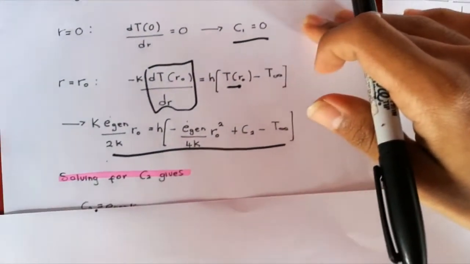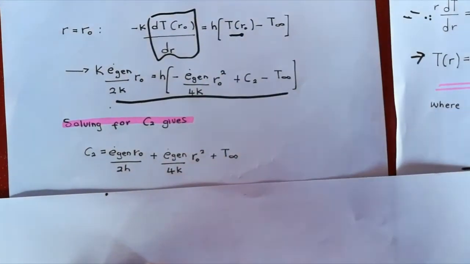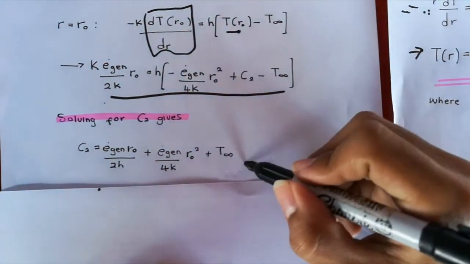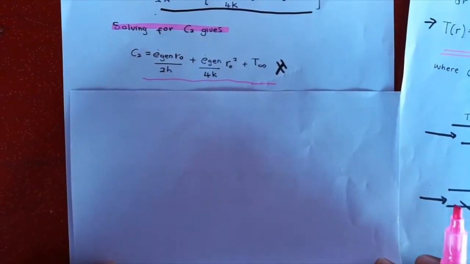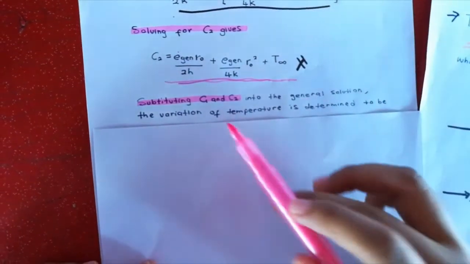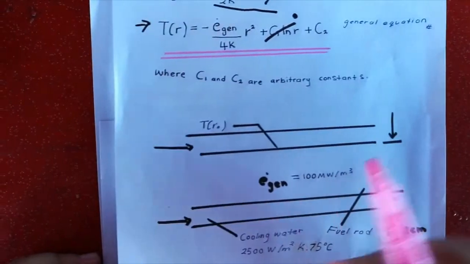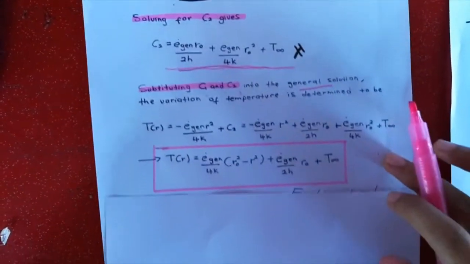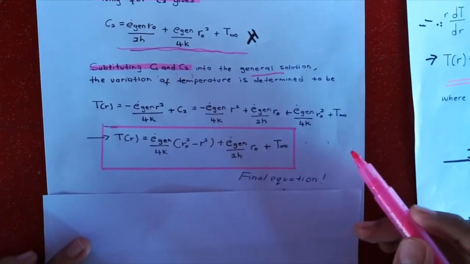So the final equation you get is C2 equals E generation R0 over 2h plus E generation R0 squared over 4K plus T ambient. So this is the final equation for C2. Solving for C2, you can get this equation, but we need to substitute C1 and C2 into the general solution, and this is the general equation. After substituting, this is the final equation to get the answer.